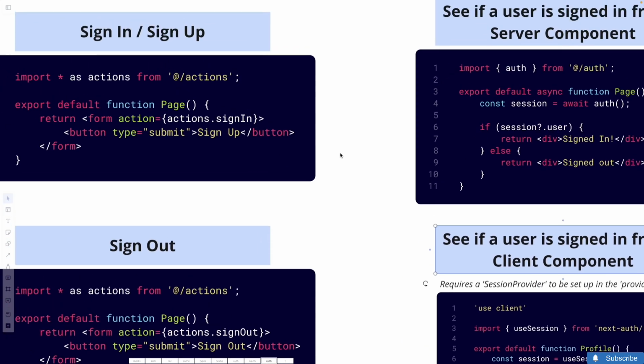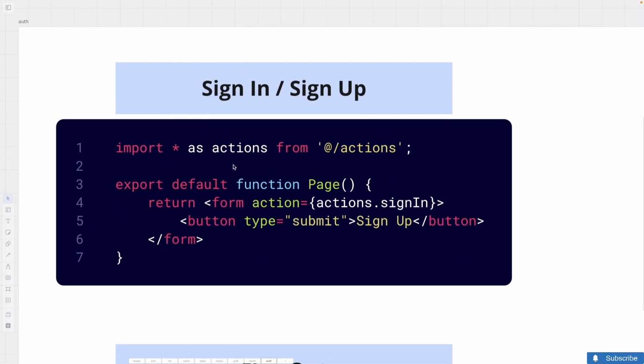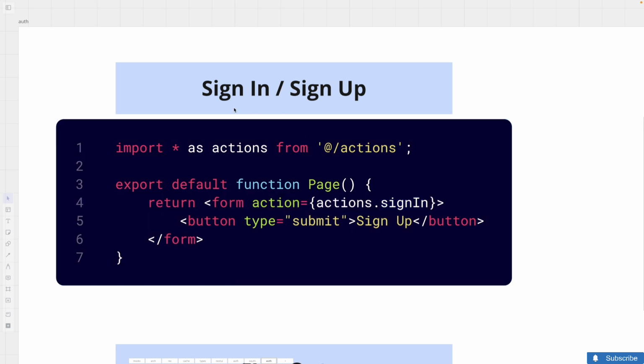First, we'll take care of just signing in or signing up a user. To do so, inside of any component, be it a server component or a client component, we'll create a form. Whenever a user clicks on or submits that form, we're going to run the server action of sign in. And that's pretty much it. Let's try implementing this inside of our page.tsx file right away.